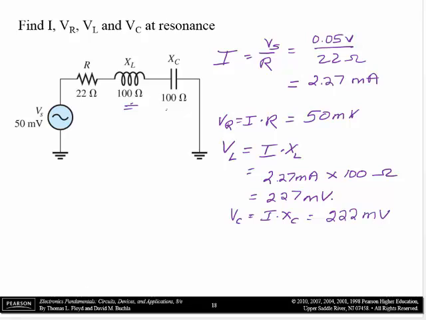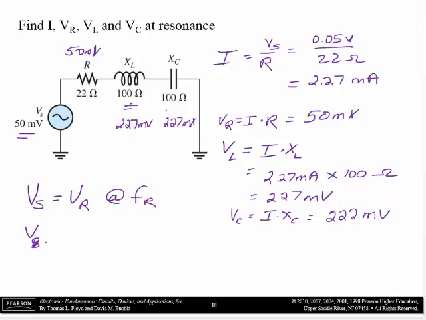So 227 millivolts and 227 millivolts here, and VR has 50 millivolts here, and V source was 50 millivolts. So what do you notice? That V source and VR have the same voltage across it. So V source equals VR at the resonant frequency, and VL equals VC at the resonant frequency.